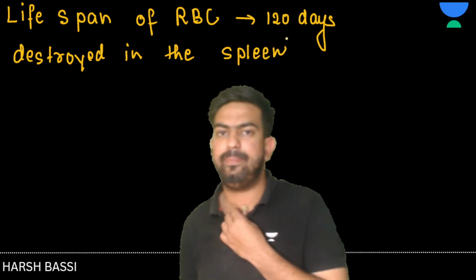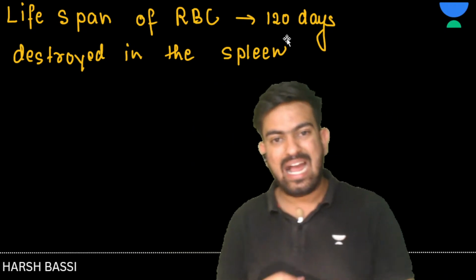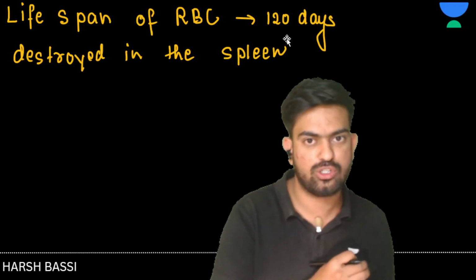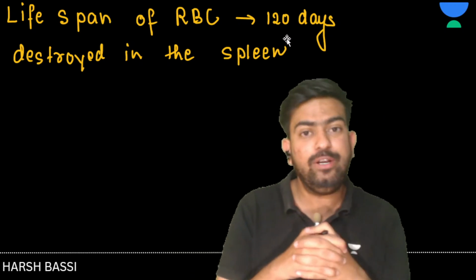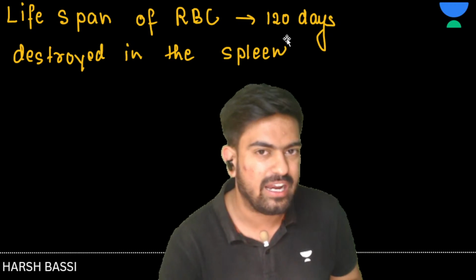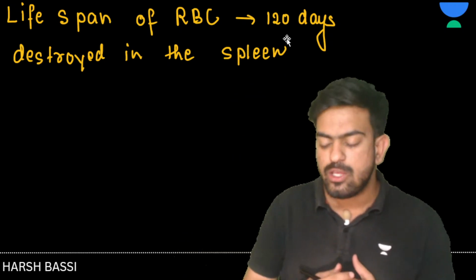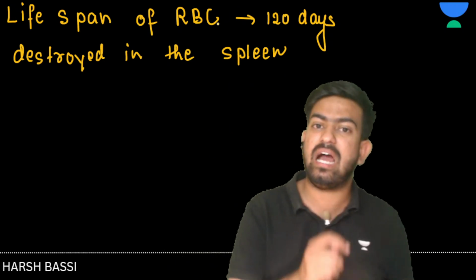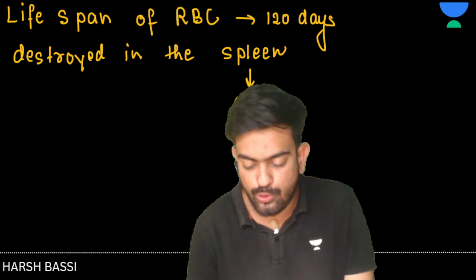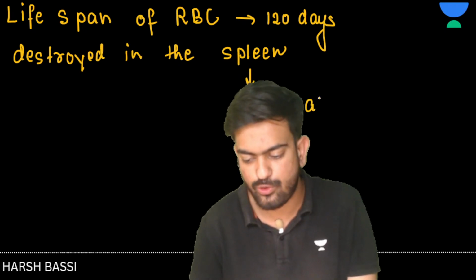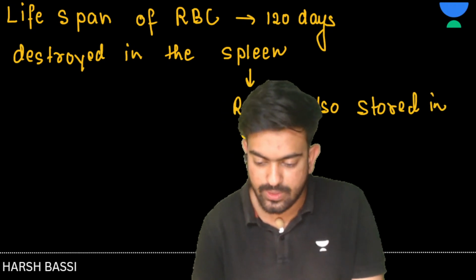Now see, sometimes what happens? Suppose that there is an accident, and in the accident the body has lost lots and lots of blood. So what does the spleen do? Spleen contains a reservoir of RBC. During this time the spleen sends out the RBC. So we can say that the spleen is the place where the RBC is destroyed, and it is also stored. RBC is also stored in the spleen. Clear to everyone?